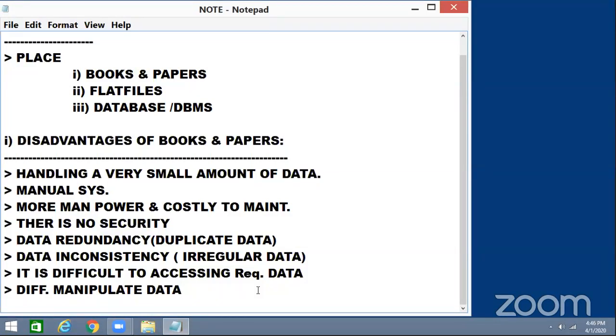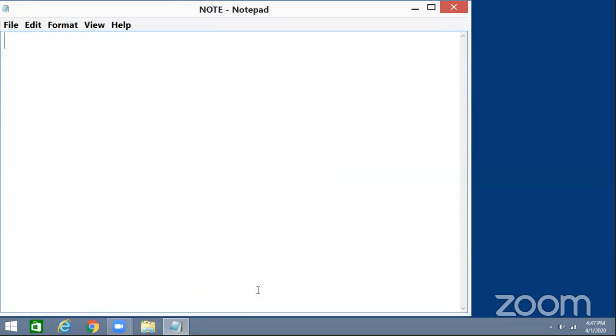And these data storages, books and papers, nowadays we can see only in very small scale organizations. Those kinds of people are just using them. But at industry or organization levels, people very rarely use them because of so many problems. Now, to overcome these problems, the next method is what now?